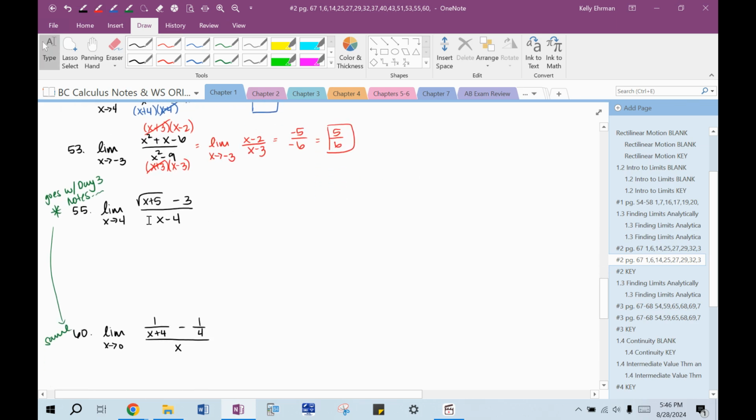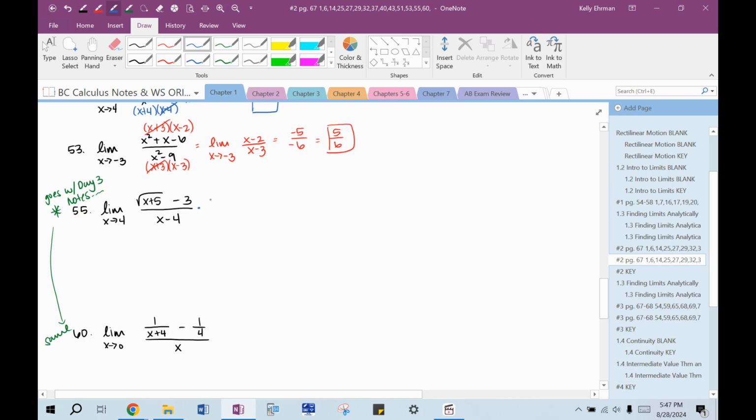All right, now 55 and 60, I wrote this on the board. We're actually going to cover this process in our notes tomorrow. I will still explain this because we did this kind of simplifying in pre-calculus last year, and you might have done it in algebra 2 as well. So again, direct substitution fails because if I plug in 4 right now, I get 3 minus 3 on top, and I get 4 minus 4 on the bottom.